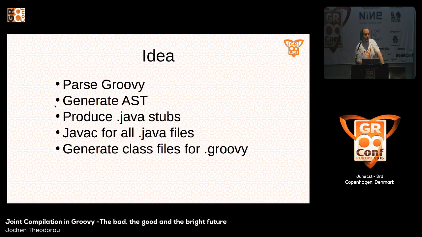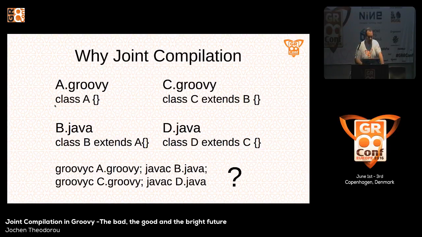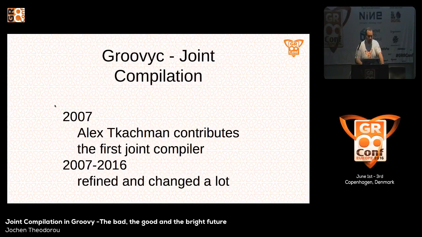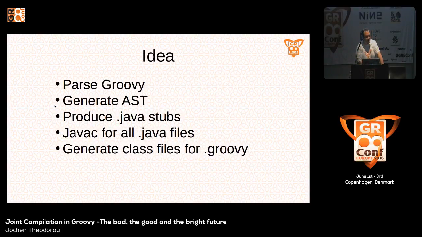But what we can do, of course, is making stubs. That means no body for the methods. So we only have to provide the signatures. And then we can call Javac on those stub files, which will cause Javac to generate class files for the stub files. But more importantly, it will enable Javac to compile the Java parts using those stubs. And then we can use the generated classes of the real Java sources. So in my example here, that would be for B and D. We can use those generated classes from the Java compiler and continue our compilation in Groovy, to finish compilation for the Groovy files.